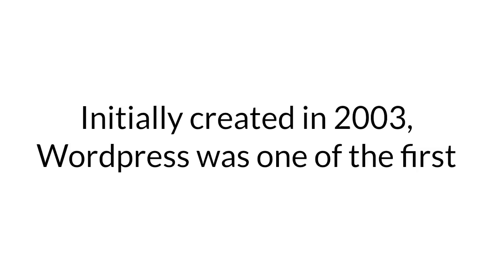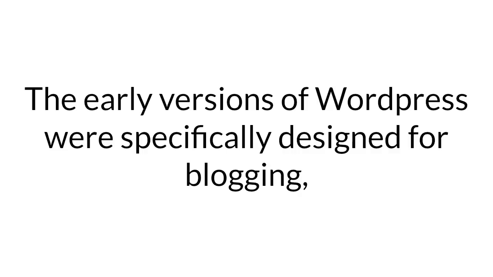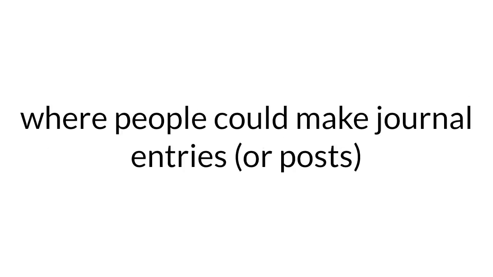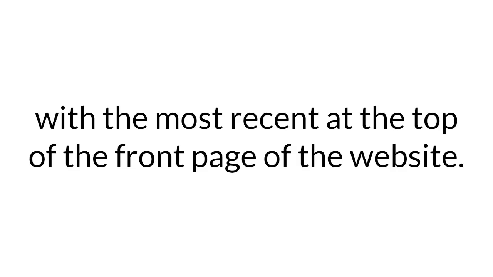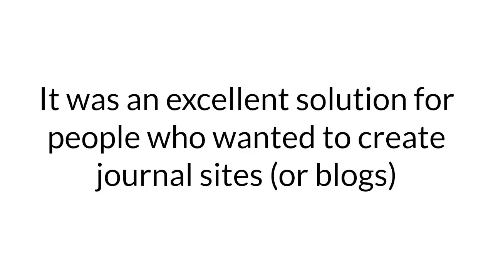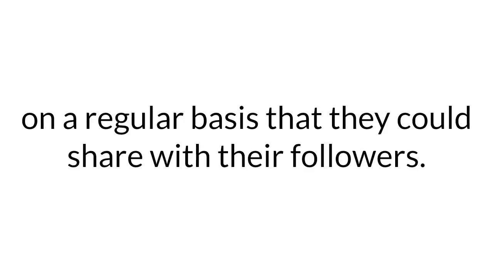Enter WordPress. Initially created in 2003, WordPress was one of the first blogging platforms made available for everyone. The early versions of WordPress were specifically designed for blogging, where people could make journal entries or posts, and these posts would be shown on the website in reverse chronological order, with the most recent at the top of the front page of the website. It was an excellent solution for people who wanted to create journal sites or blogs, where they could pick a topic and then create content on a regular basis that they could share with their followers.